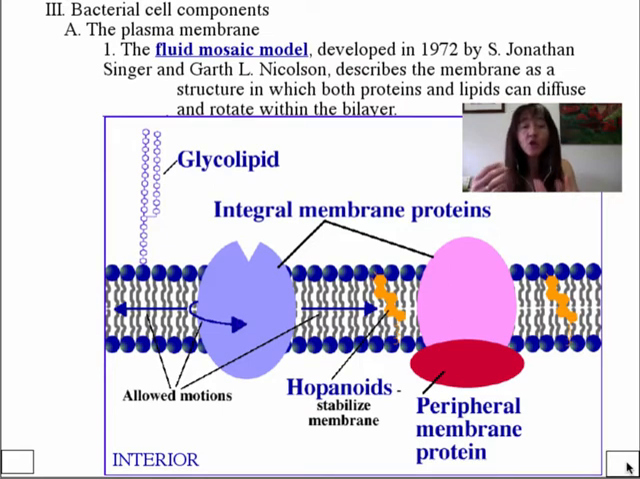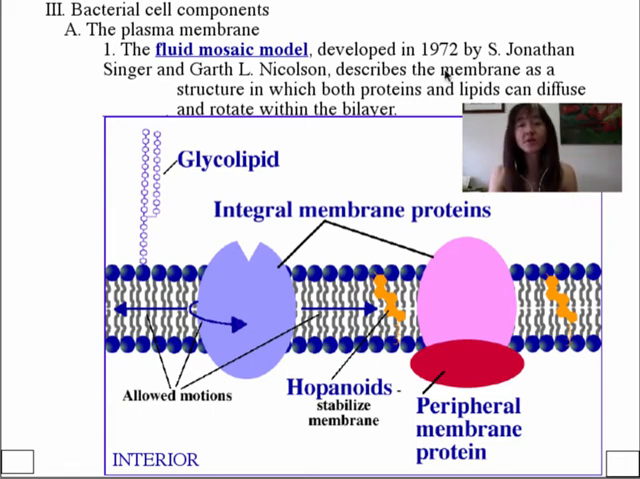Then the fluid word in that model refers to the lateral motion and the rotational motion that is allowed. That is to say that a membrane is not just rigid with no motion, but instead, it's really loosey-goosey. There's that rotation. So there is a lot of fluidity to a membrane.